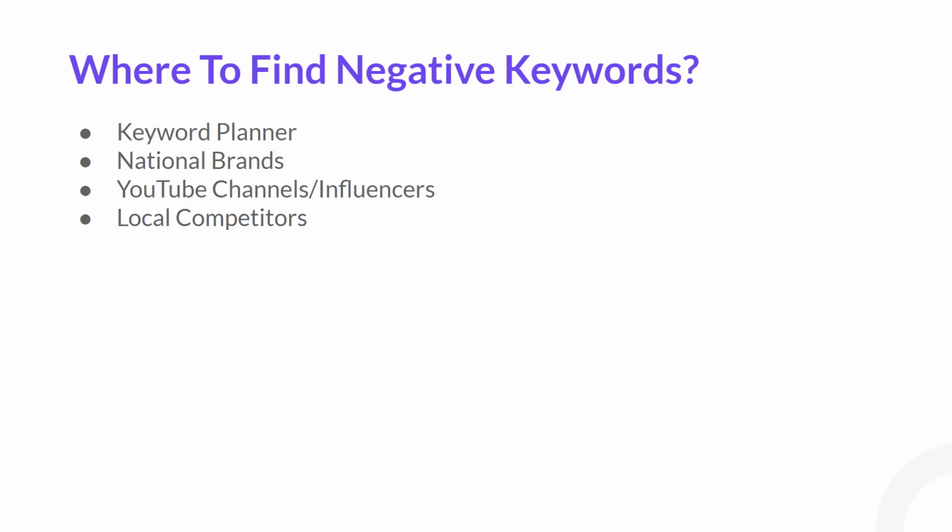But a few different ways you can find them. So number one, just like doing the keyword research, you can find negative keywords in the keyword planner. If there's any national brands you can think of. So just off the top of my head, you have brands like Armor All. So you don't want to show up for that.